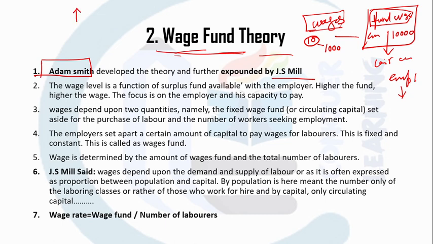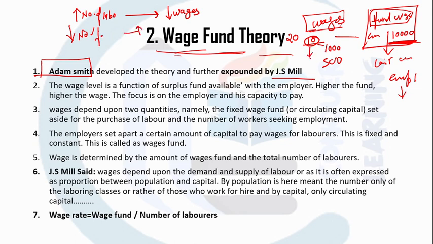Now let's say there is an increase in the number of laborers or workers. What would happen? The wages would decrease. Am I correct or not? Obviously, when there are 10 and I increase it to 20, it would be 500 only, since the wage fund is constant. Here the wage fund is considered to be constant. So if the number of labor increases, the wages decrease. Similarly, if the number of labor decreases, the wages would increase.